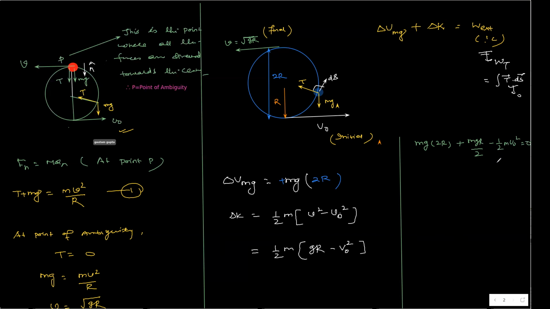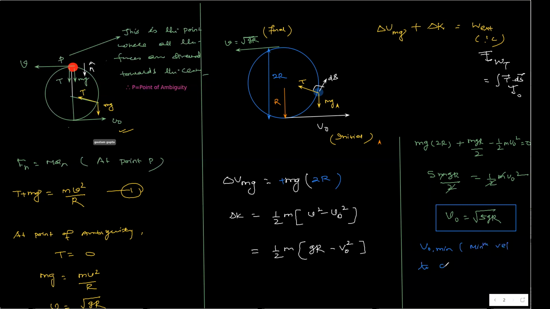So from here, what will you get? You will get 2 plus half, 5 mgr by 2. 5 mgr by 2 is half m v naught square. So the 2 got cancelled. That means v naught should be root 5 gr. So this should be the minimum velocity for which the particle will complete the circle. This is v naught minimum. This is the minimum velocity to complete this circle.